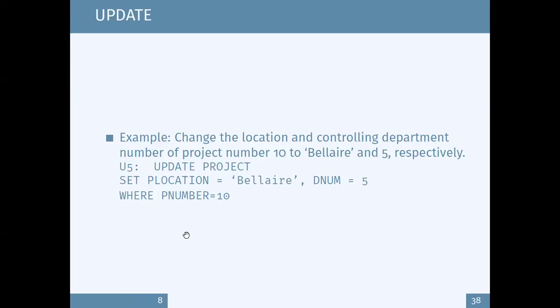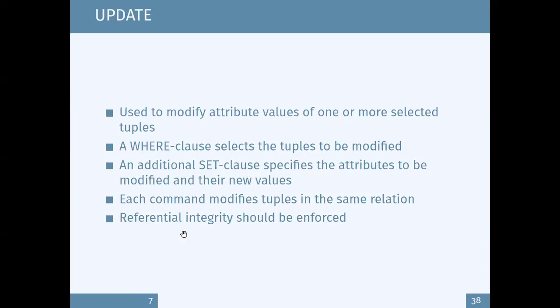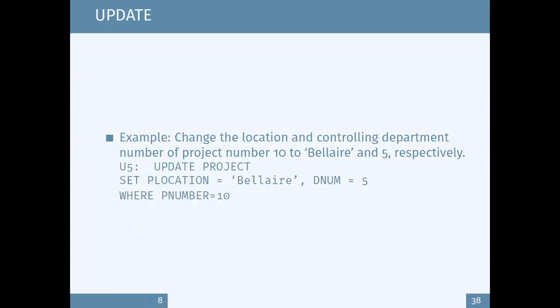Then updating. So you can say that updating a particular value, right? You can use variables to identify the records that you want to modify, and you can set what will be the new value, right? For example, if you look at this command, we say update project, set project location to Bellarray, which means you are going to change the project location and department number to 5, where the project number is stated.